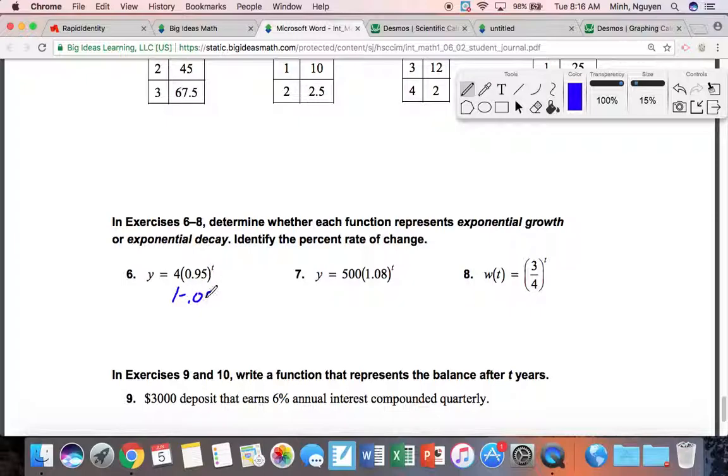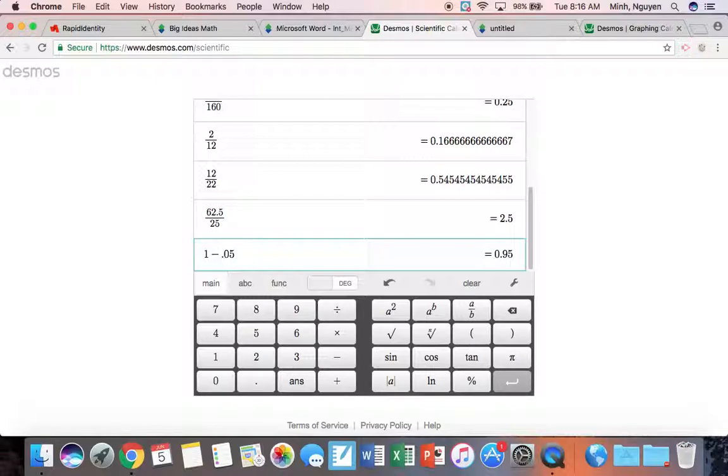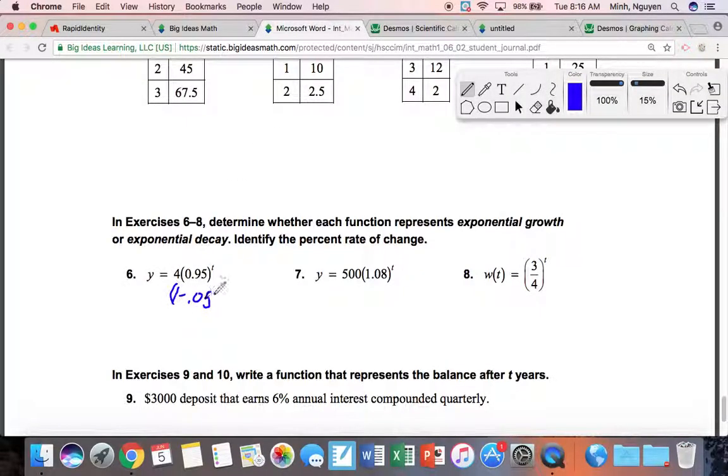1 minus 0.05 gives you 0.95. So if I had to subtract, this is exponential decay, and the rate of change is 5%. If I look at this as a percent of change, turn this into a percent, that's 5%.